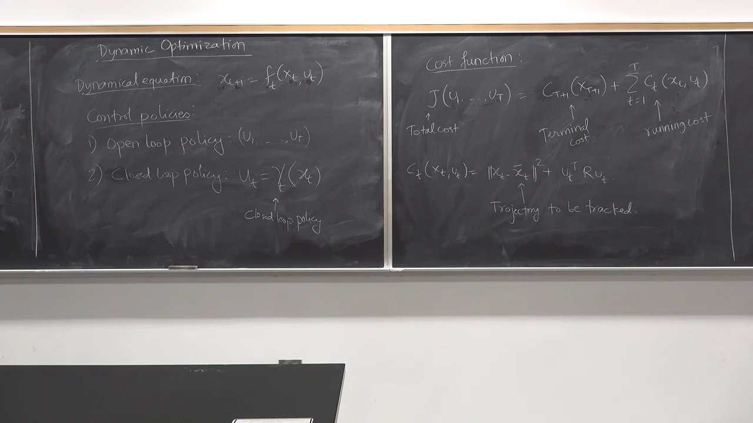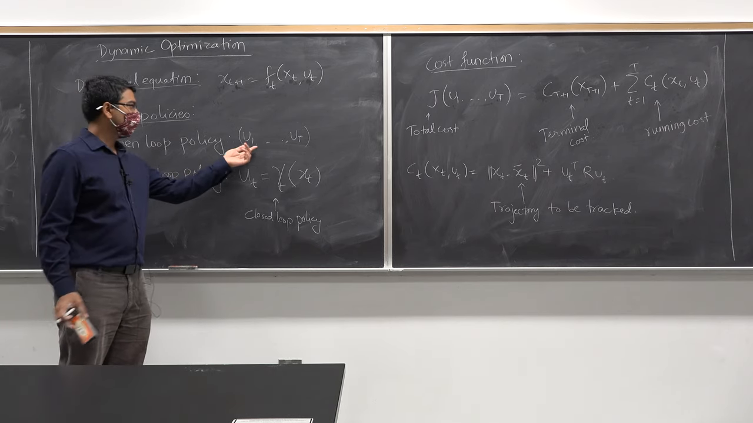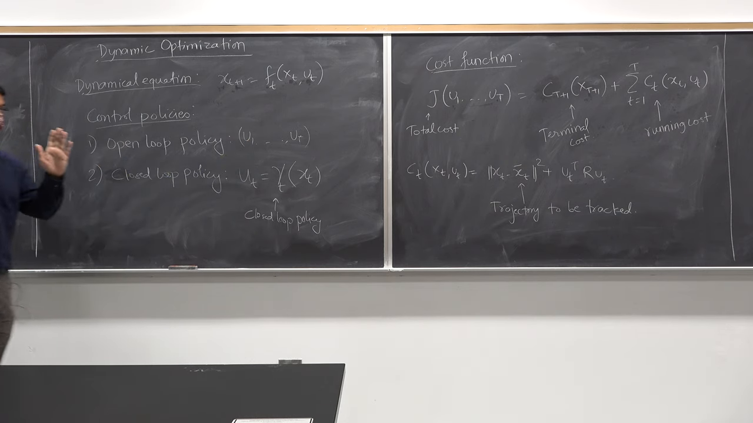Okay. So in open loop policy, I don't look at the state. I probably just look at the initial state, but I don't look at the state in the intermediate time steps. I have a sequence of actions, and I'm going to just execute the sequence of actions as it is. So if I want to go home, my sequence of actions would be drive 100 meters, take a left turn, drive 100 meters, take a right turn, drive 100 meters, take a left turn, and so on and so forth. Right? That's an open loop policy. Is that a good policy?